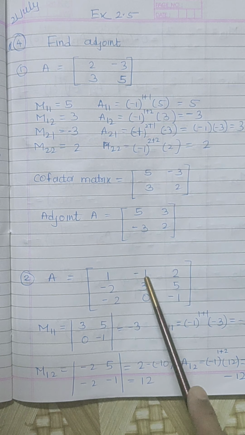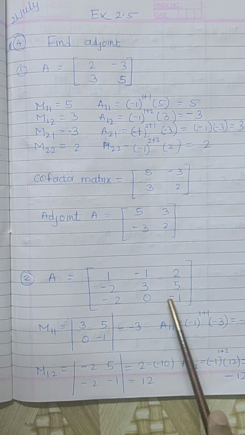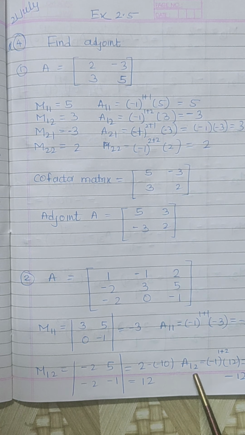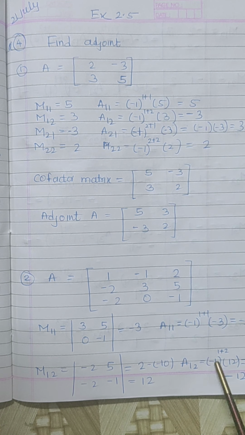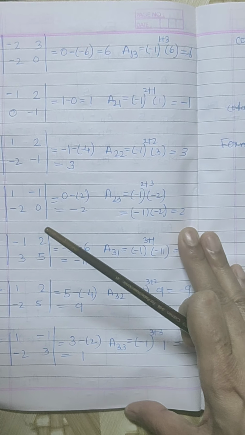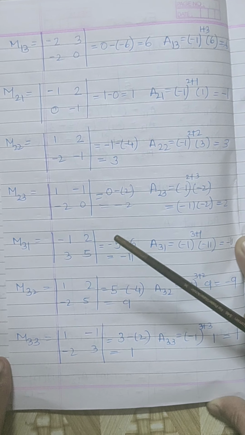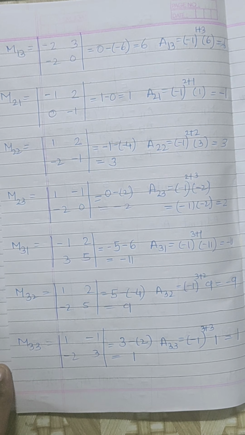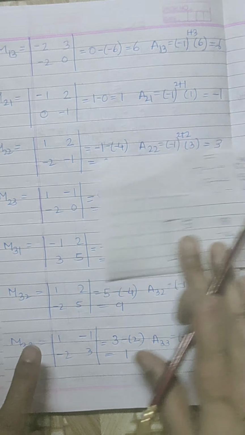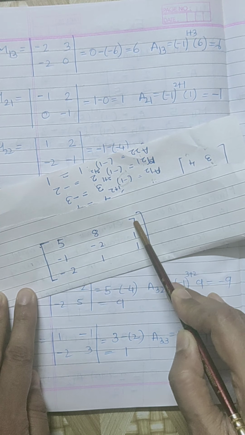M12 means this, so this row and column will be eliminated. Minus 2 5 minus 2 1, find its value, it is 12. So A12 is equal to minus 1 raised to 1 plus 2 into 12, that is minus 12, because this is odd. Next, now M13 means, suppose this is the matrix, M13 means this will be eliminated.